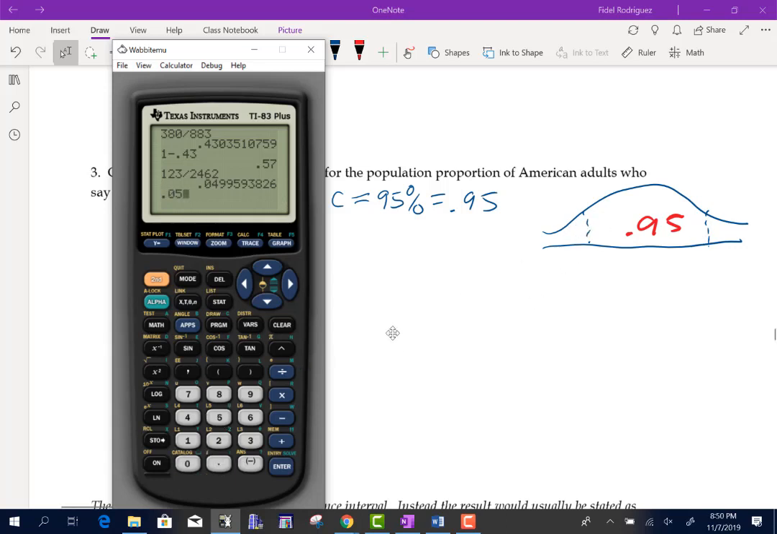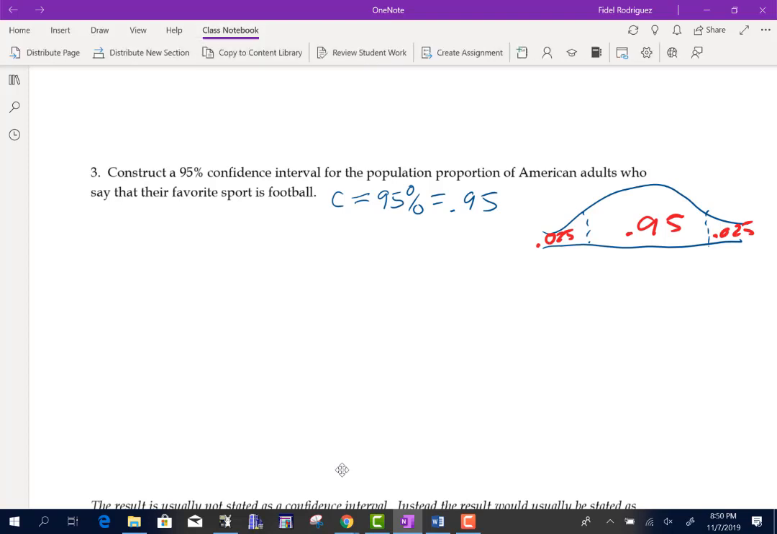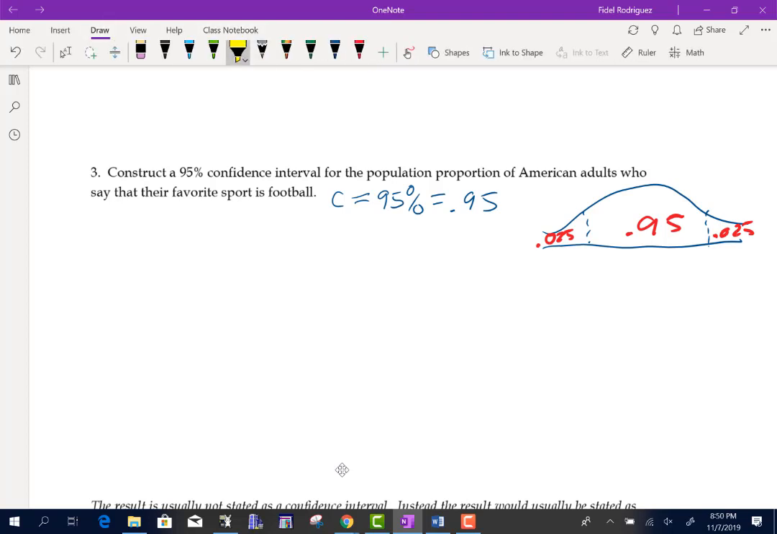But because I'm going to have two pieces, I'm going to divide it by 2. So what's going to be the area to the left? There we go. The area in here is 0.025, and the same thing over here at the end. Remember, when I'm using inverse t, or inverse z, or inverse norm, I'm always finding the area to the left.